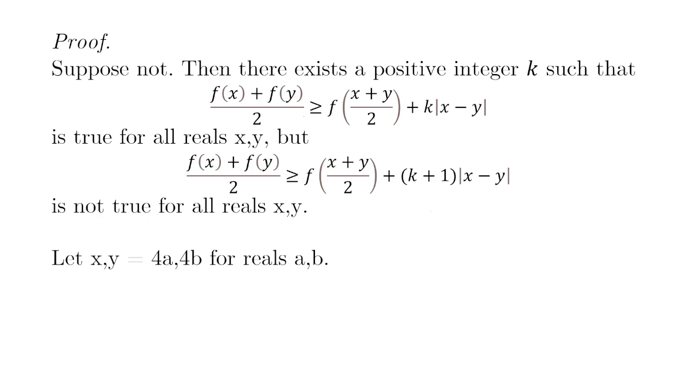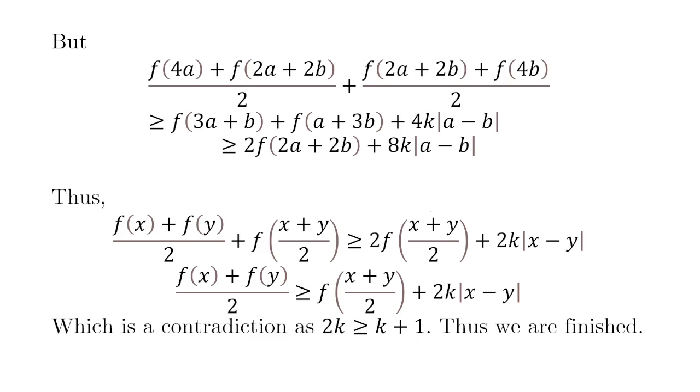So this holds for all reals x and y, but the other one is not true for every single x and y. So if I try to increase k by 1, it suddenly becomes false for some values of x and y. So let's say x and y are 4a and 4b for reals a and b. And I do this purely to avoid fractions on the f. Now you don't have to do this step. You can just continue to use x and y and just sub in the fractions, but I just did it like this so I can save some space.